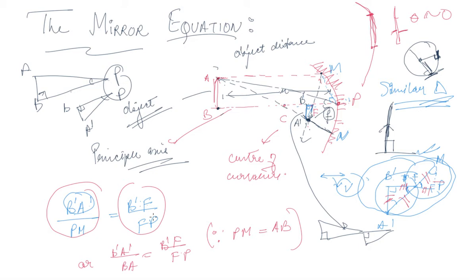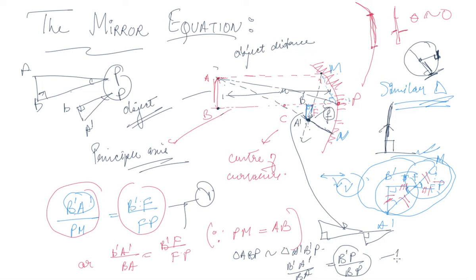If these triangles are similar, after establishing that triangle ABP is similar to triangle A dash B dash P, we can straight away write B dash A dash upon BA. Now please name this equation. Let this be equation 1, which is equal to B dash P upon BP. Let this be equation 2. Now comparing 1 and 2, let's see what we can derive.